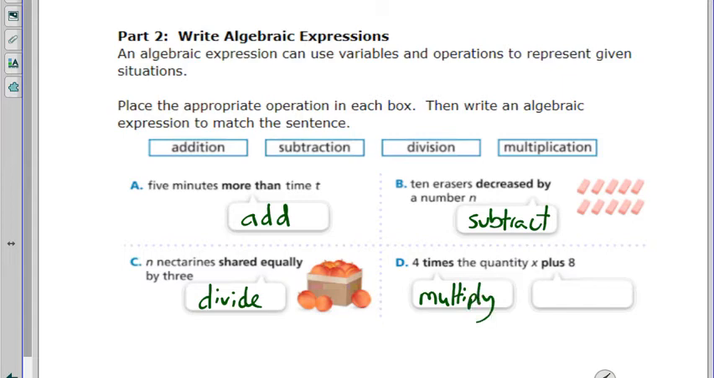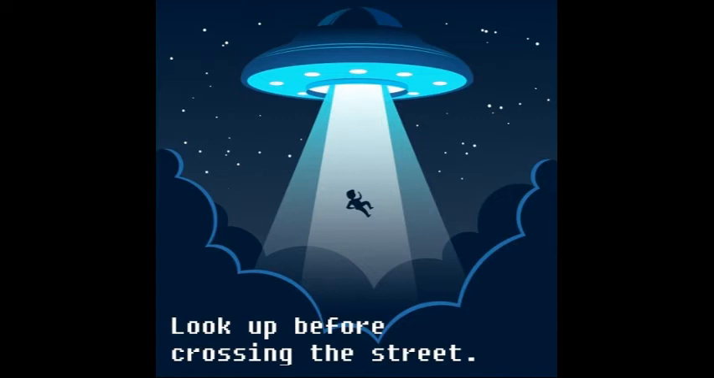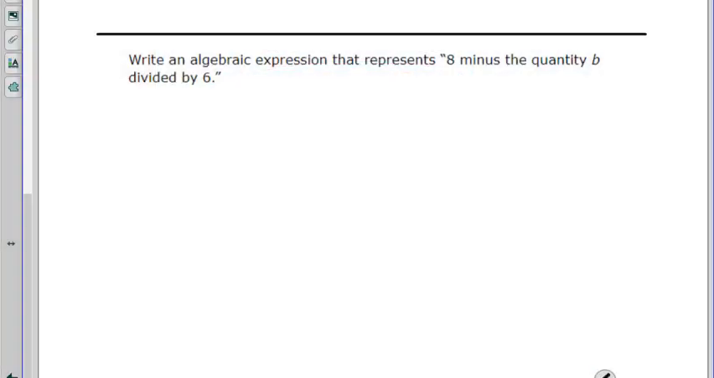And then plus is add. And so, here's another sentence that I need to put into an algebraic expression. And this has got 2 steps to it, so this is a little more challenging. It says write an algebraic expression that represents 8 minus the quantity b divided by 6.